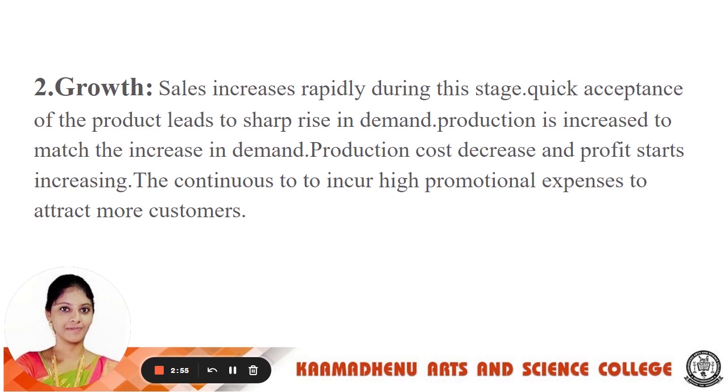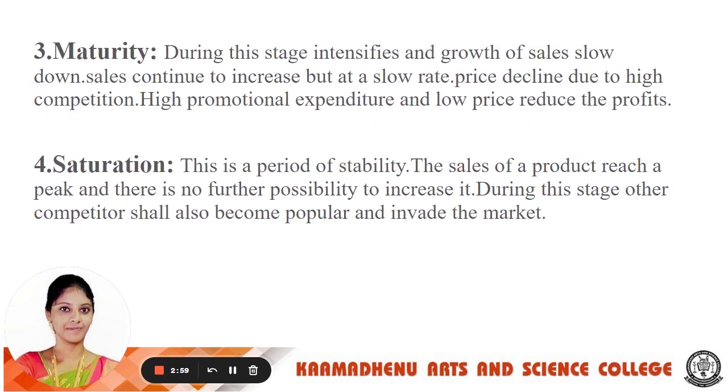The next stage is maturity. During this stage, competition intensifies and growth of the sales slows down. Sales continue to increase but at a slow rate. Price declines due to the high competition. At the maturity stage, the number of competitors will be high. So high promotion expenditure and low prices reduce the profit.